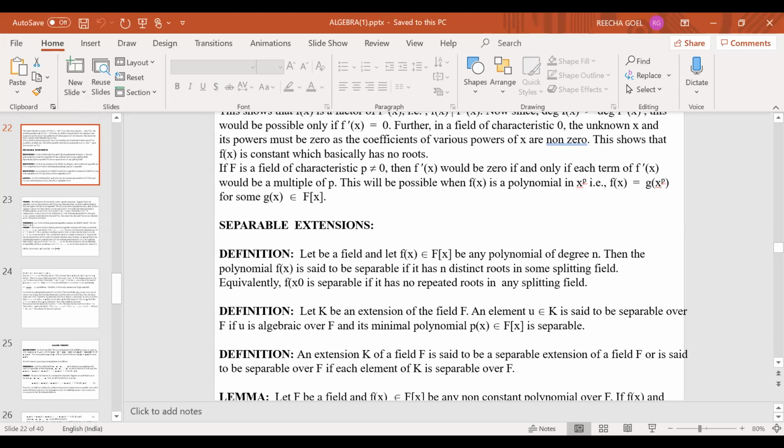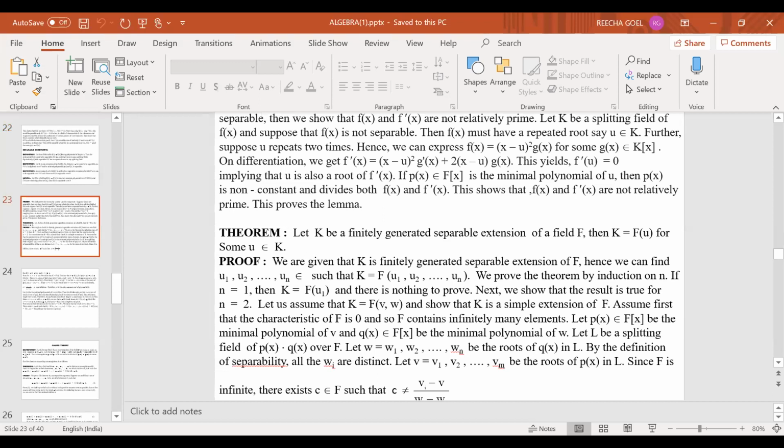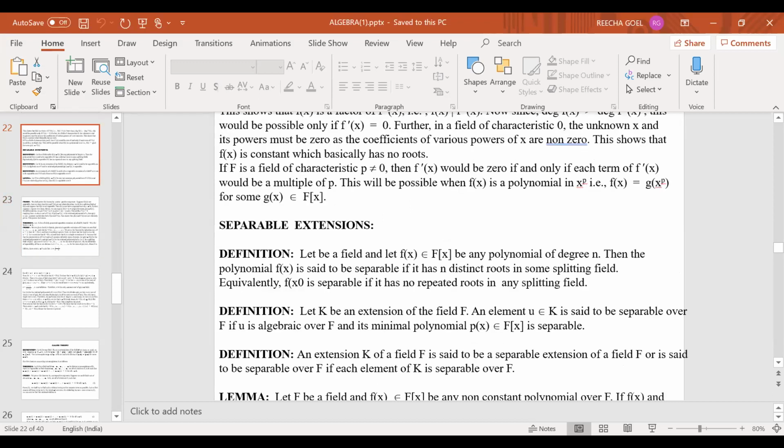And an element u in K is said to be separable, provided u is algebraic over F and its minimal polynomial is separable. That is, it has all distinct roots. So after that, we define what is known as the separable extension. And obviously, an extension K of a field F will be called separable, provided each element of K is separable over F.